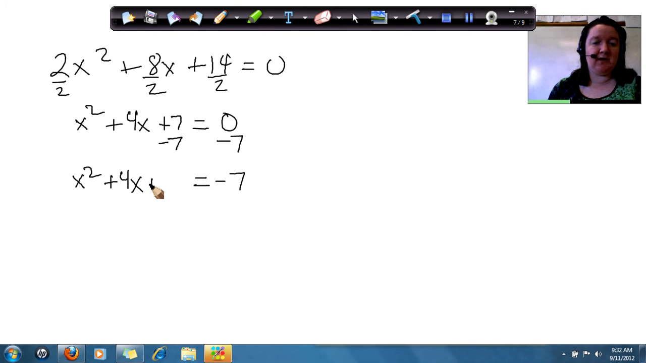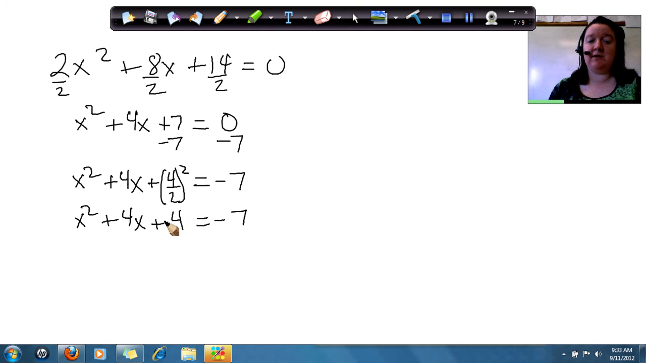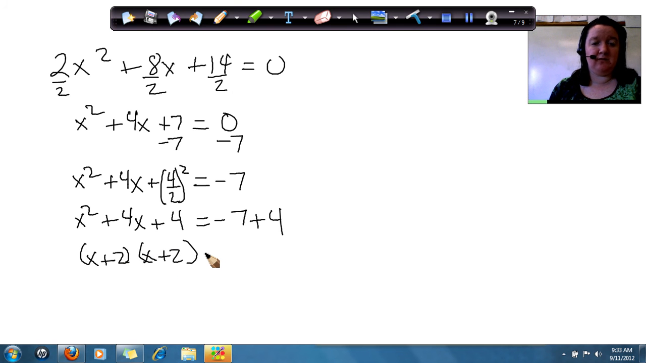Now I want to complete the square here, so I'm going to take 4 divided by 2 and square it. So that's going to give me x squared plus 4x plus 4 equals a negative 7 plus 4. Remember, whatever you do to one side, you have to do to the other. So now let's factor this. x plus 2, x plus 2 equals a negative 3. So here I'm going to take x plus 2 squared equal to a negative 3.